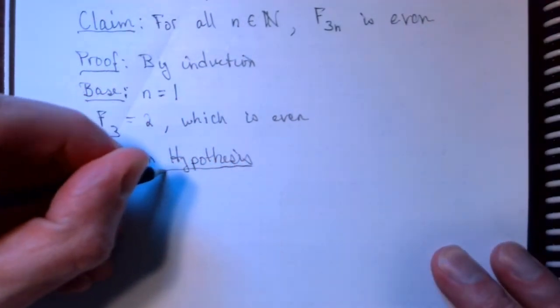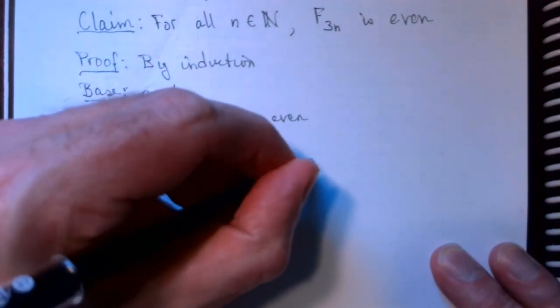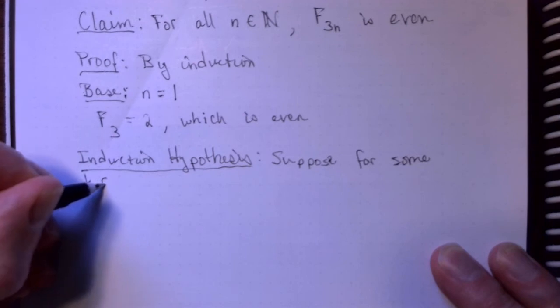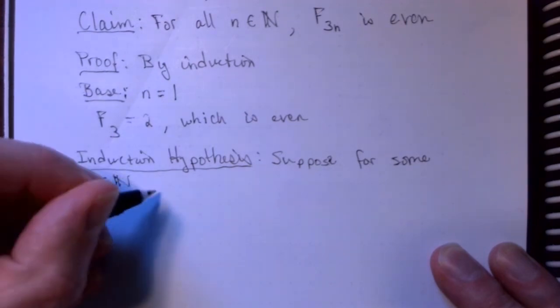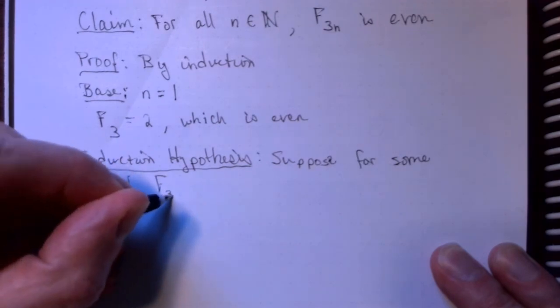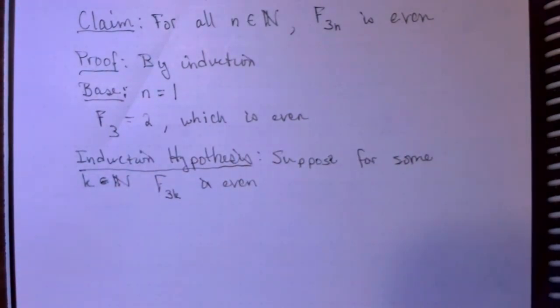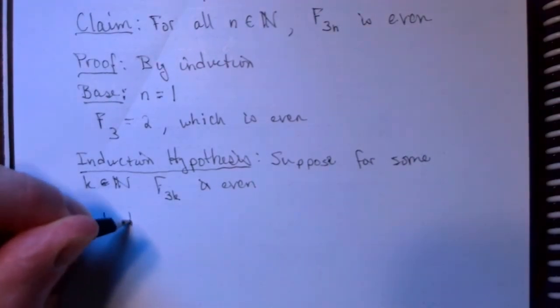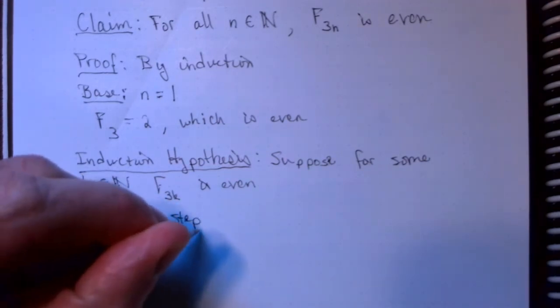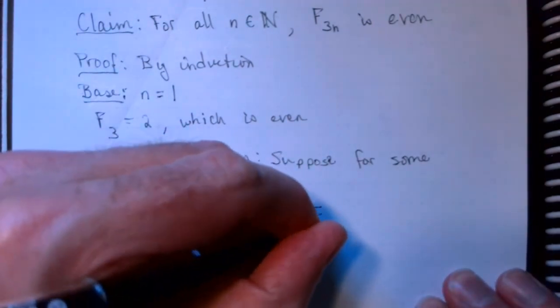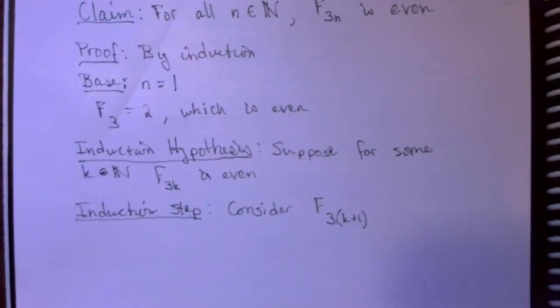Now, we state the induction hypothesis, and that is that we will suppose for some specific but unknown natural number k, F3k is even. All right. Now for the induction step. We are going to consider F3(k+1). Okay, we are going to consider the next logical step.